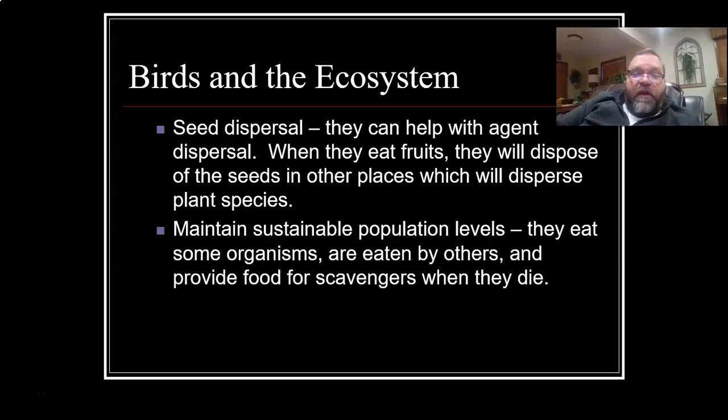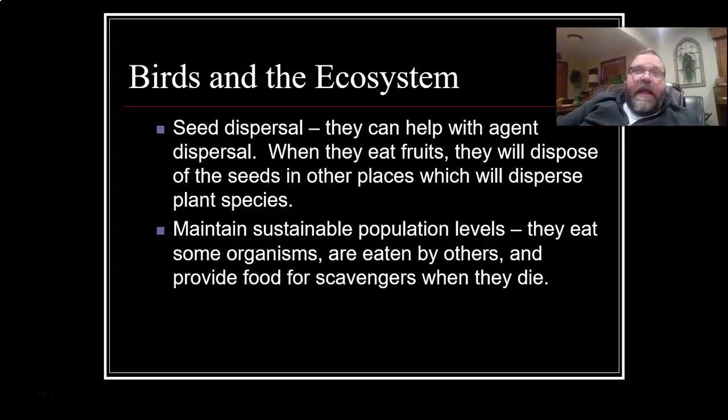Seed dispersal. They can help with agent dispersal. Remember all the way back to semester 1, we talked about different ways in which seeds get spread out. One of those was called agent dispersal. An agent or an animal takes the seeds and disperses them. When they eat fruits, they often dispose of the seeds in other places that will disperse plant species.